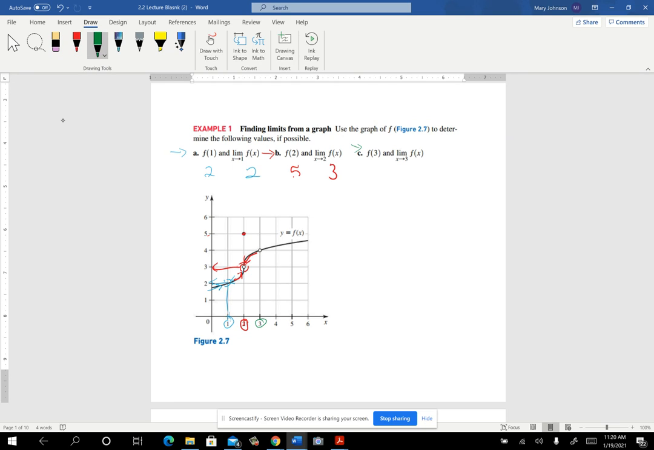Okay, so we're going to be over here focusing on 3. All right, f of 3 is undefined. Nobody told us what it equaled. But as you approach 3 from the right and as you approach 3 from the left, you are approaching 4. So this would equal 4. So f of 3 is undefined, but the limit of the function as x approaches 3 would equal 4.